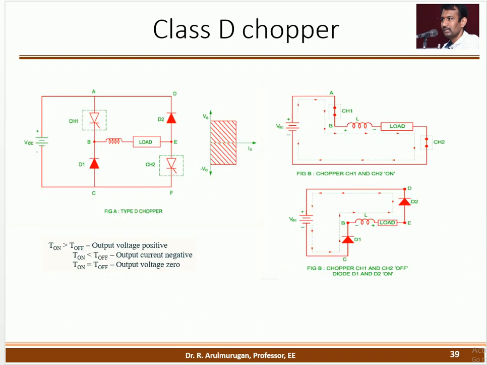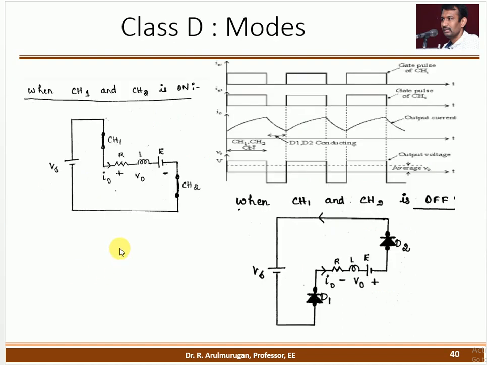So this is the method for the class D chopper. Okay, for mode 1, the switches are closed. Switches closed means the inductance is charging. At a time both switches are closed, and similarly at a time both switches are off. So in mode 1, both switches are closed: switch 1 gets a gate trigger, and switch 2 also gets a gate trigger at the same time.